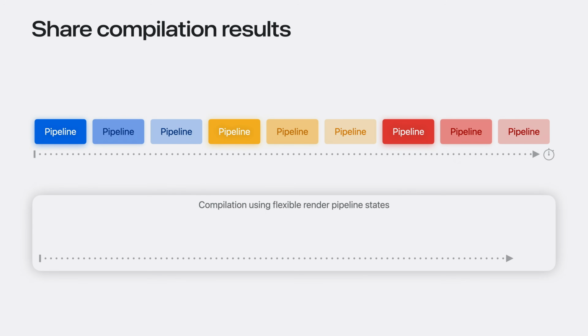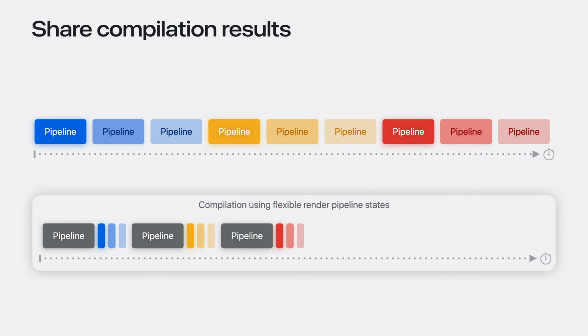Flexible render pipeline states save compilation time when reusing Metal IR across shader pipelines. Your app creates an unspecialized pipeline once before specializing it for each of the necessary color states. You can repeat this process for other pipelines that share Metal IR and share the compilation results from each to reduce the time your app spends compiling shaders.